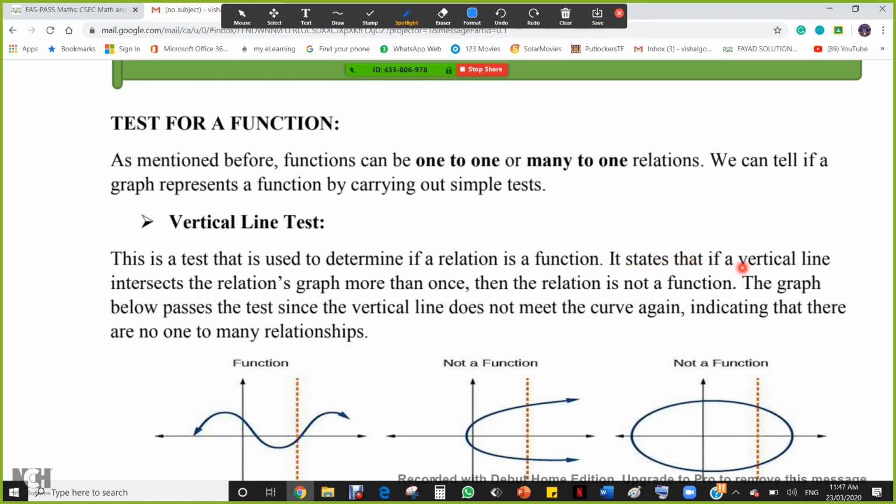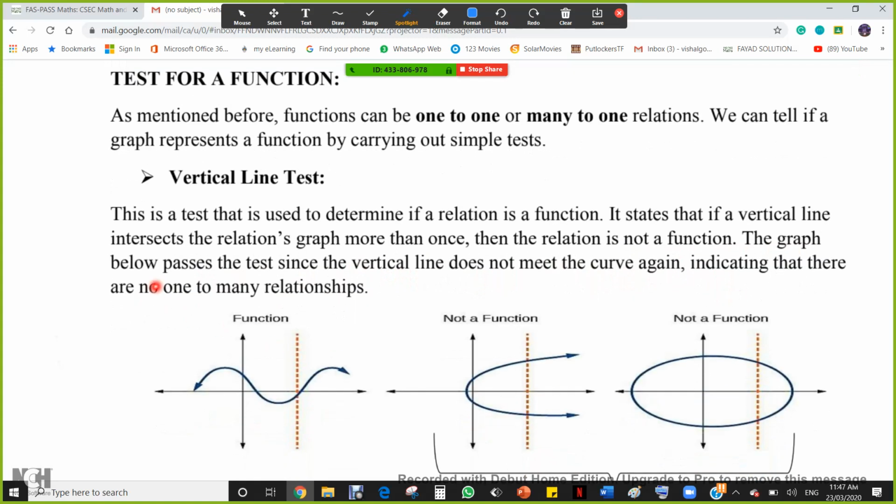So it states that a vertical runs from top to bottom. Vertical comes this way, as you can see the red mark. And the horizontal, think of the horizon, think of yourself by a beach, and you see the sun setting on the horizon. That's lying down, kind of. It's this way across, and vertical is up and down. So it states that if a vertical line intersects the relation's graph more than once, then the relation is not a function. The graph below passes the line test since the vertical line does not meet the curve more than once, indicating that there is no one-to-many relation.